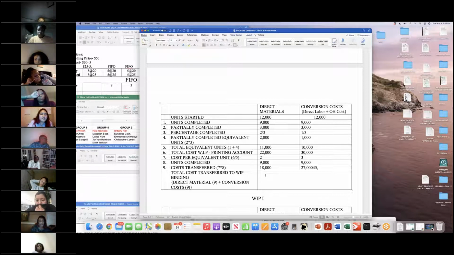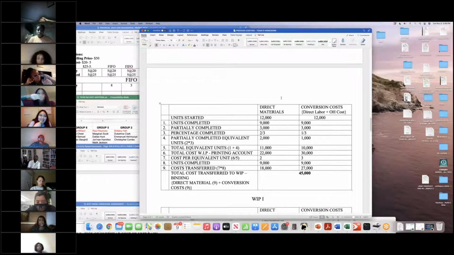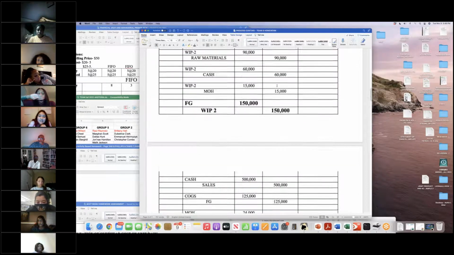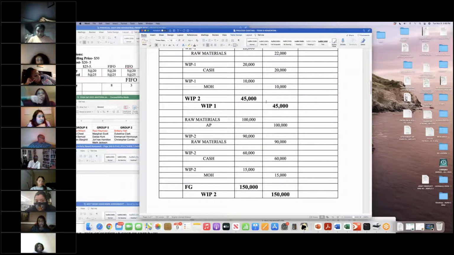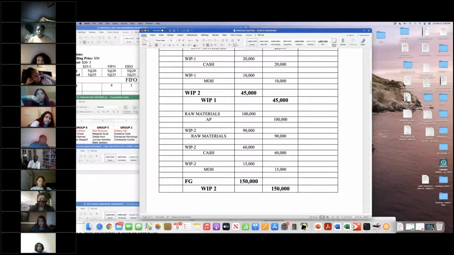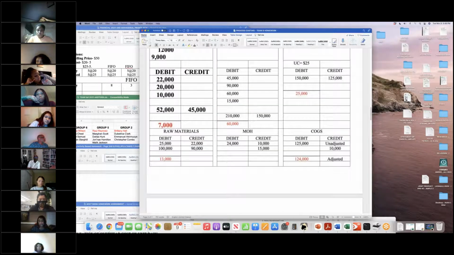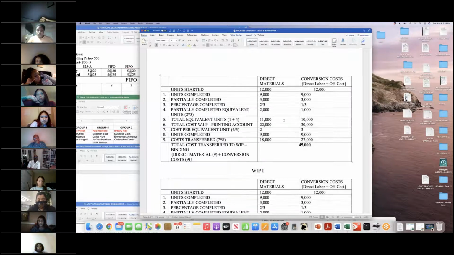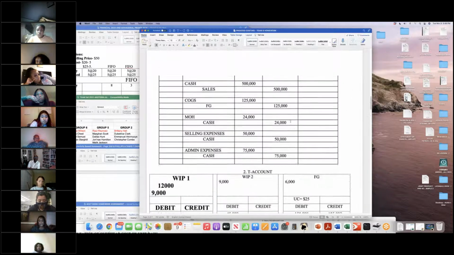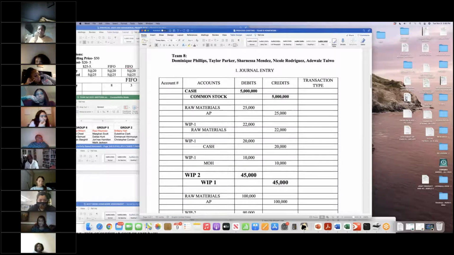So what was so hard about this? What was hard about that? So that's how we get the amount. So whenever we get ready to get this journal entry and this journal entry, we go to this table and figure it out. Any questions?